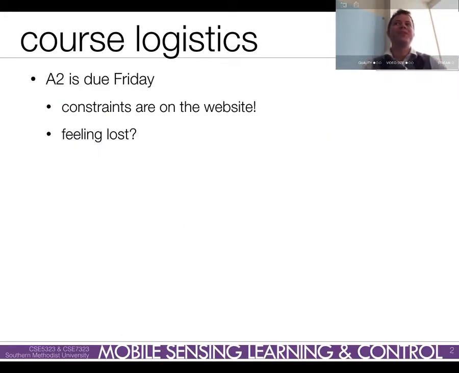Course logistics for today. A2 is due this Friday. The constraints are on the website, and I relaxed them a little bit. Essentially, you are trying to detect two tones. All I did was relax what you were able to detect in two tones. They have to be at least 100 hertz apart now instead of 25 hertz apart, which makes things significantly easier.